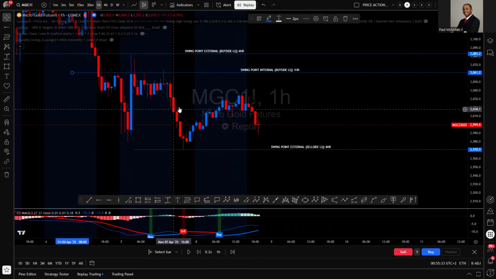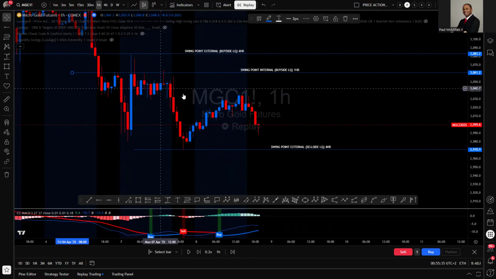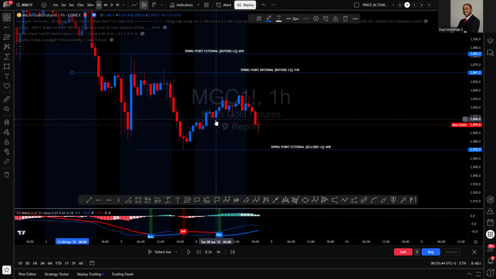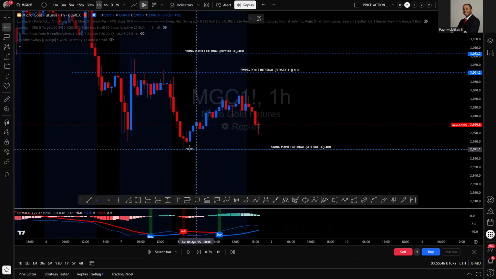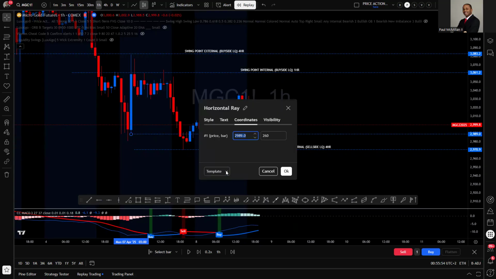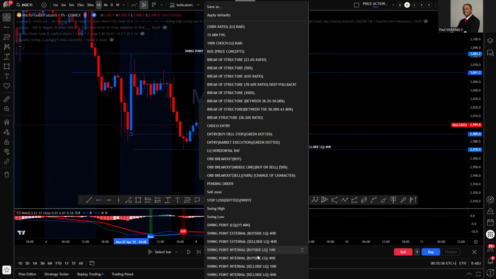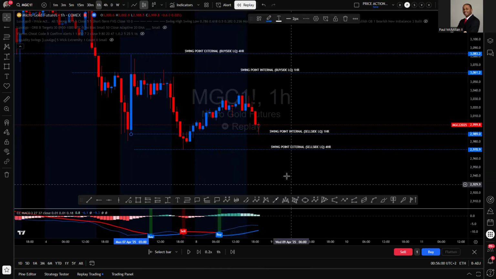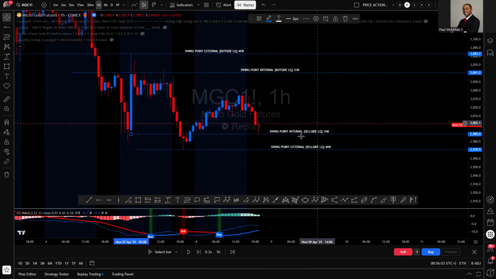Then we see that price wiped out this previous low here. But then mark that out. This is going to be on the sell side. So that's what we're going to mark up for now.